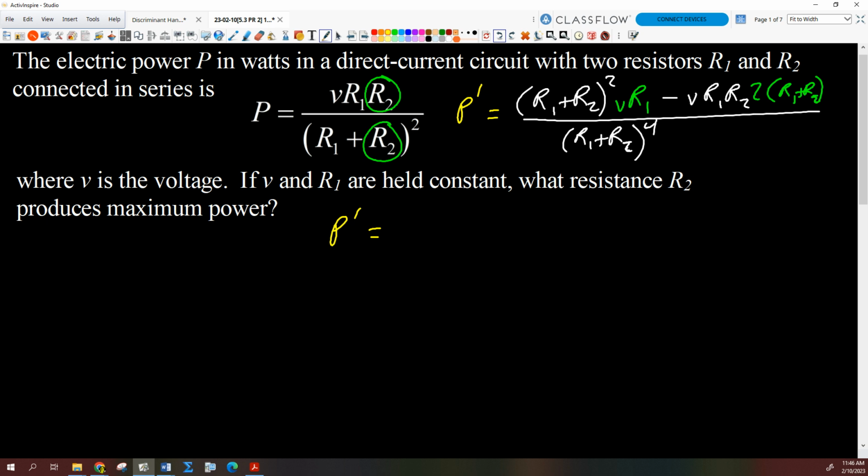Okay, so I could factor out a VR1 times R1 plus. Now I'm just going to color code every place where we have the variable. I'm going to make that a different color so it stands out, right? We factored that out. What's left behind? Okay, we're left with R1 plus R2 minus 2R2, right?